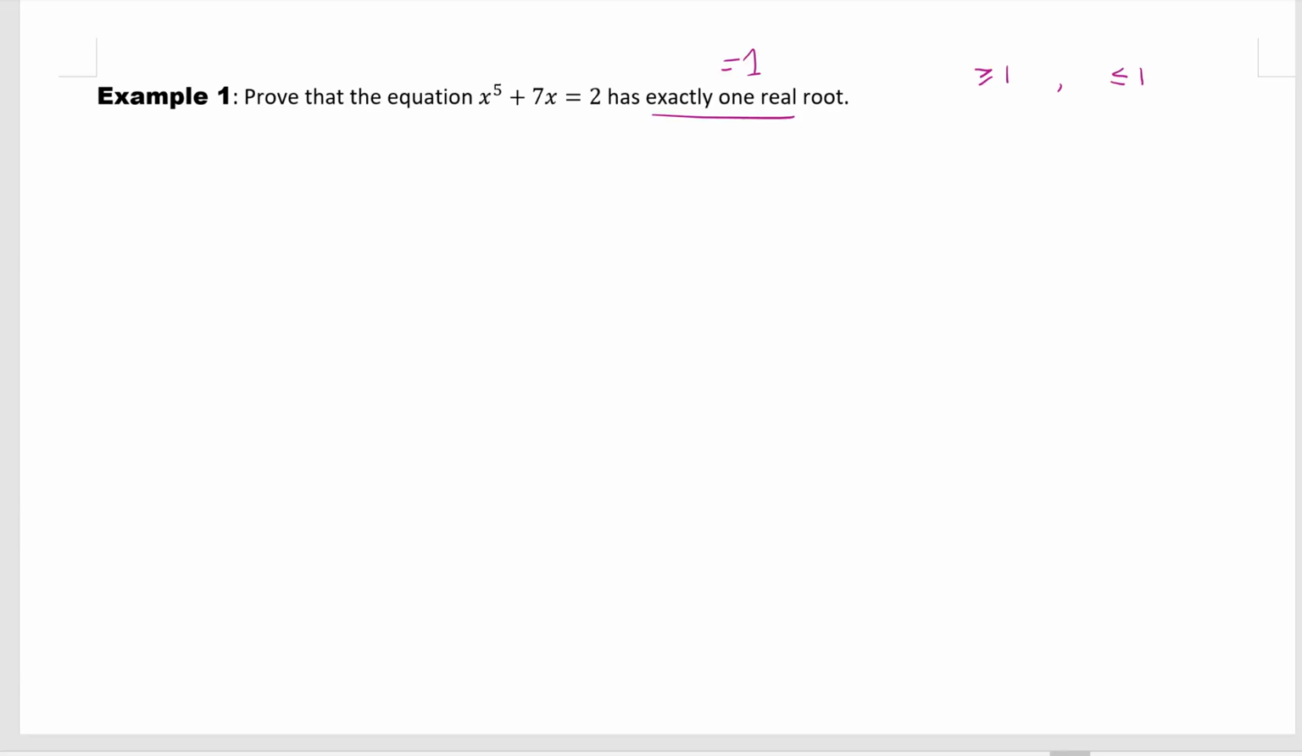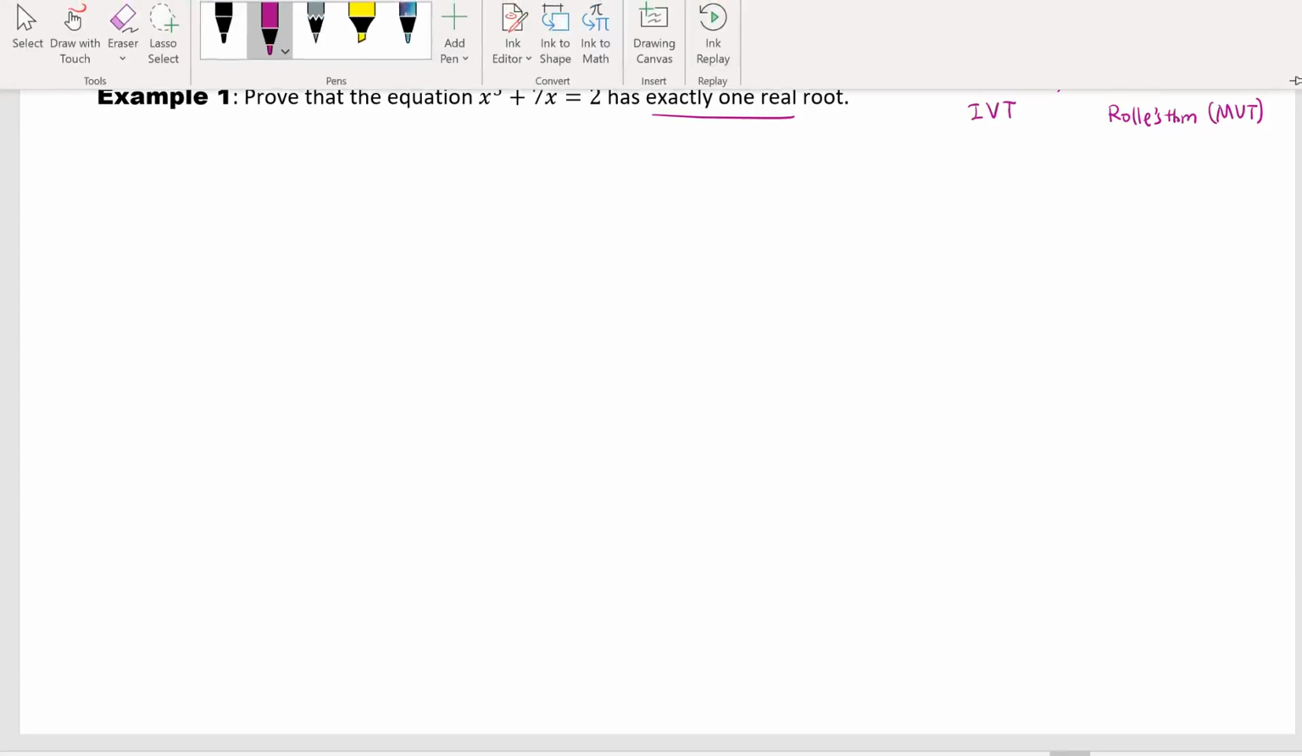So for at least one real root, we can use the intermediate value theorem. For at most one real root, we can use Rolle's theorem. And we can also use the mean value theorem, so we'll talk about that later. But Rolle's theorem is just a special case of the mean value theorem. Okay, so here are the steps.